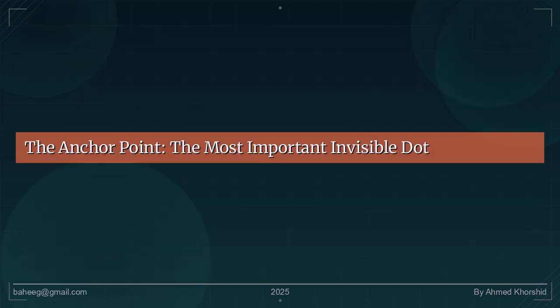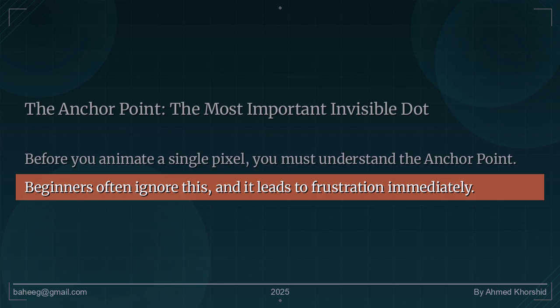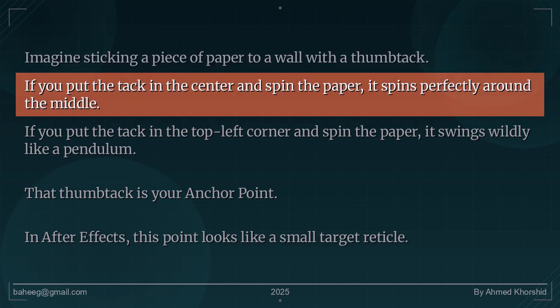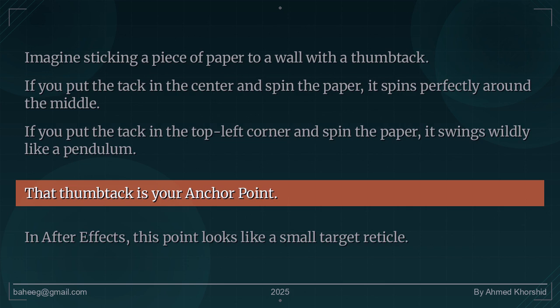The anchor point, the most important invisible dot. Before you animate a single pixel, you must understand the anchor point. Beginners often ignore this, and it leads to frustration immediately. Imagine sticking a piece of paper to a wall with a thumbtack. If you put the tack in the center and spin the paper, it spins perfectly around the middle. If you put the tack in the top left corner and spin the paper, it swings wildly like a pendulum. That thumbtack is your anchor point.